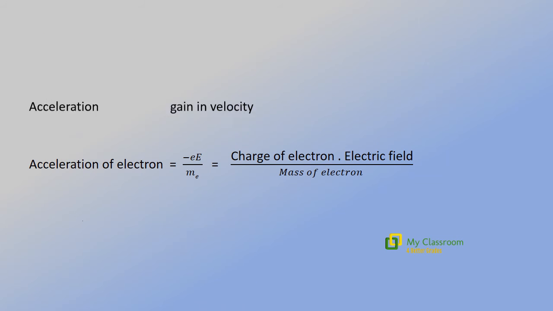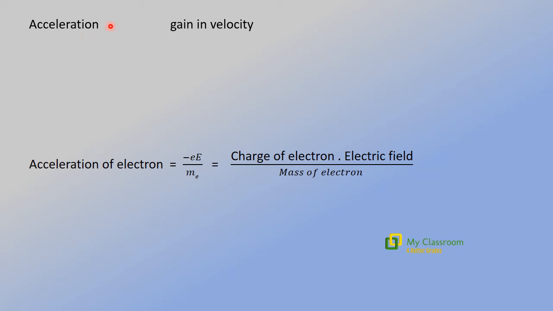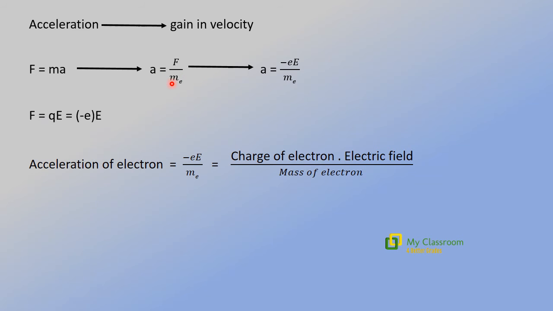We've said that electrons get accelerated. Electrons get accelerated means they have a gain in velocity. So we can use this equation, force is mass into acceleration. From this equation we can write acceleration as force by mass. Here we are considering the mass of the electron. And for force we substitute charge into electric field. Since we are considering electrons, for charge we substitute minus e. So we get the acceleration of an electron as the charge by mass ratio of an electron into electric field.